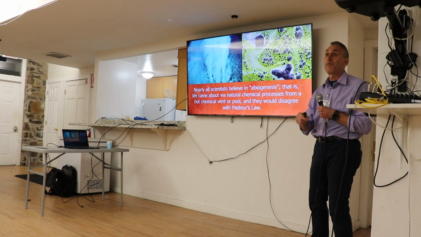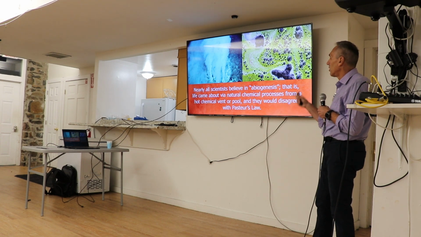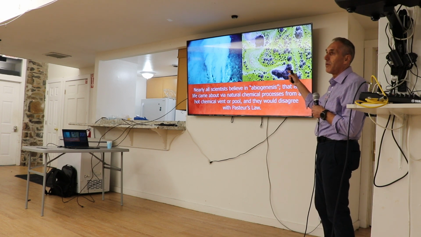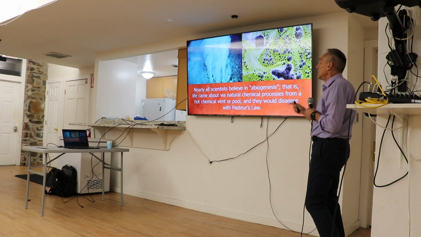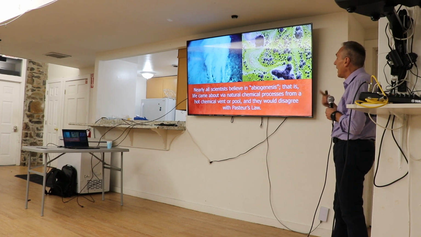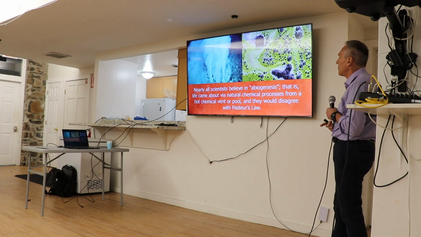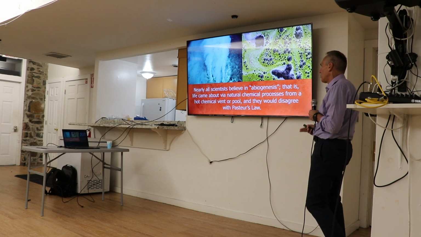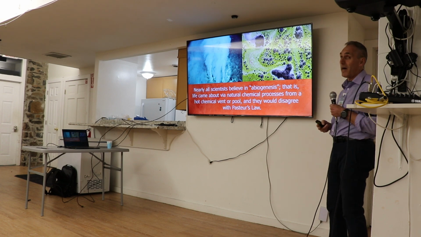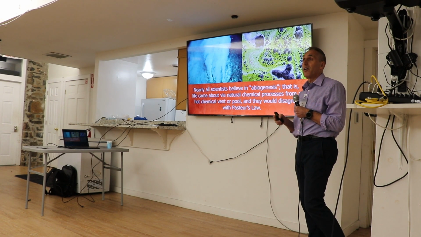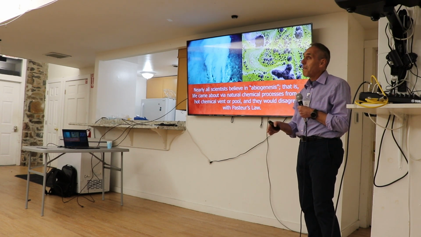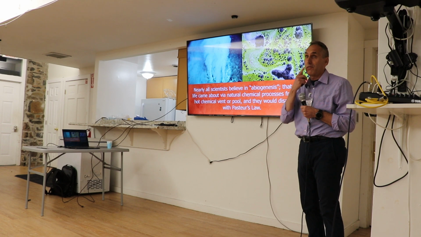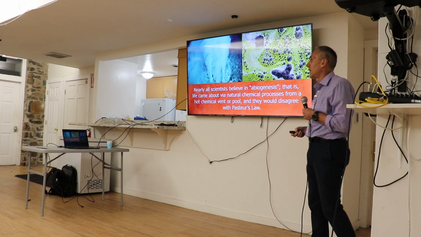However, there is a great effort by many scientists to determine or to prove what's called abiogenesis. That is life from non-life. Nearly all scientists today believe, remember that 1998 poll among the National Academy of Sciences, nearly all scientists believe in abiogenesis. That is, life came about via a natural chemical process from a hot chemical vent or pool, and they would disagree with Pasteur's law. And there is a lot of money being spent on trying to demonstrate abiogenesis, that life is coming from non-life.